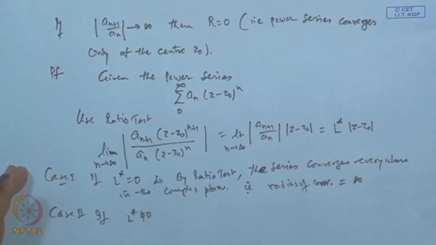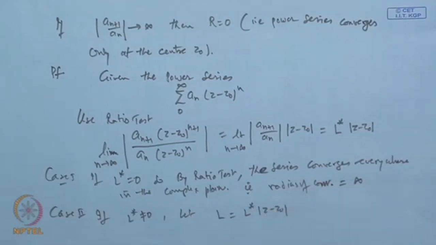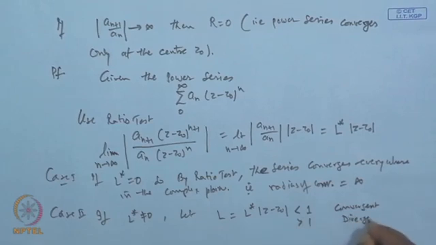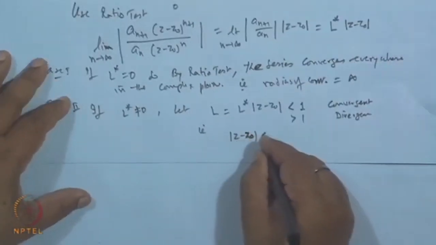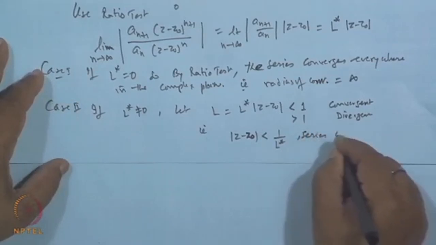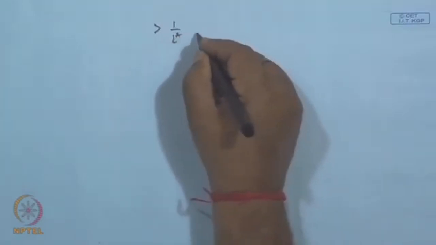And if L star is not 0, then let L be equal to L star mod z minus z naught. There are two cases: either this will be less than 1 or greater than 1. If it is less than 1, the series is convergent; if it is greater than 1, it is divergent. That is, if mod z minus z naught is strictly less than 1 by L star, then the power series converges. And if it is greater than 1 by L star, then the series diverges.